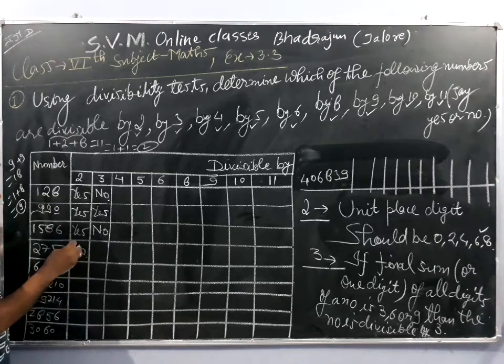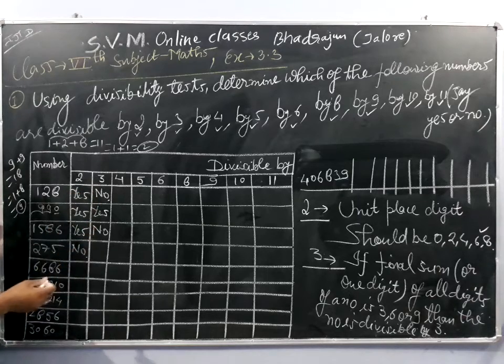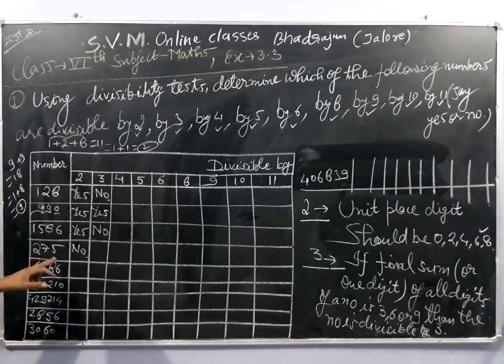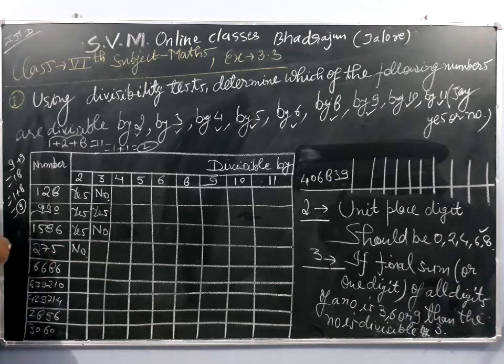And now let us move towards 3. So we have to add all the digits. 2 plus 7 plus 5, and now the sum of all digits is: 2 plus 7 is 9, 9 plus 5 is 14, 1 plus 4 is 5.